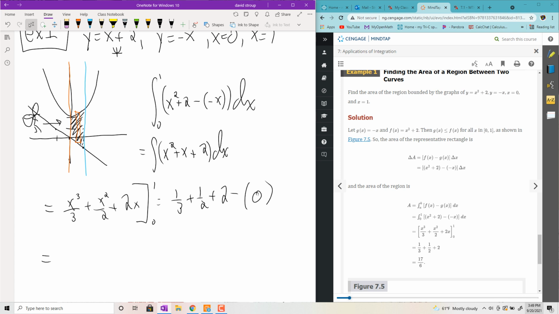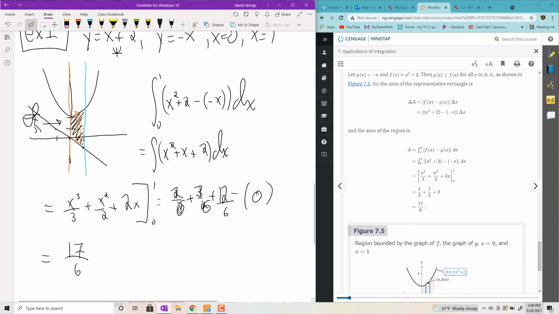Find a common denominator. So this would be 2/6, this would be 3/6, this would be 12/6. So 5 plus 12 is 17/6 for the area of that region.